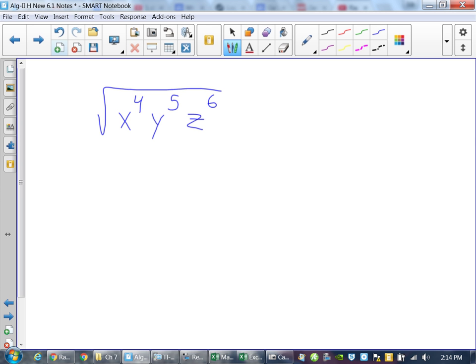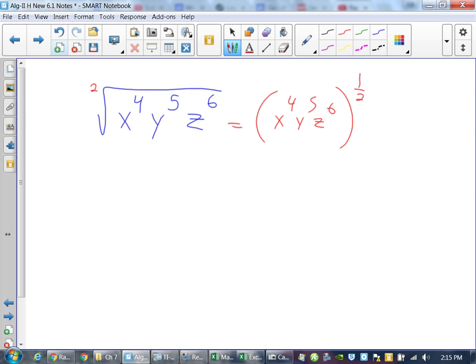Yes, sir? So what happens here is that I'm going to show you two ways to do this. What's the nth root out in front that you don't see? That's 2. Are we okay with that? All right. So there's two ways to do this. Here's one way. The square root is what as an exponent? Half. So this is the same thing as saying the quantity x to the 4th, y to the 5th, z to the 6th, all to the half power.